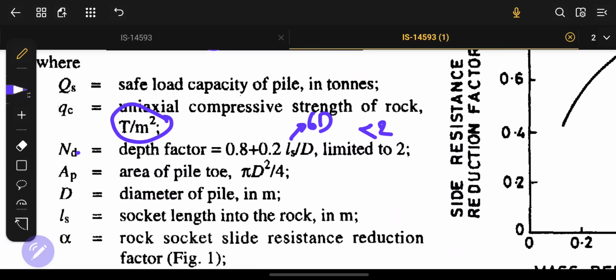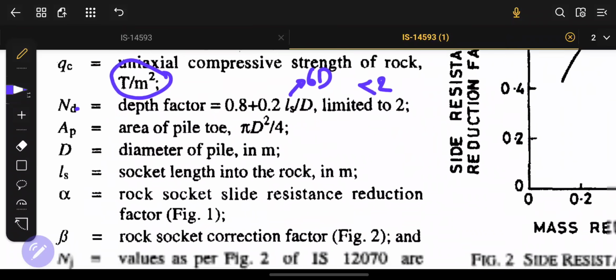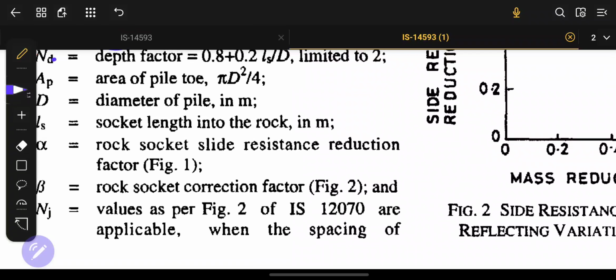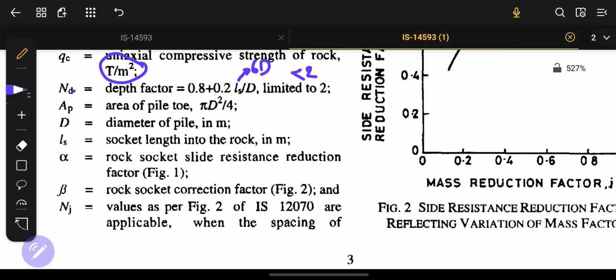AP is equal to the area of the pile toe, pi D square by 4, which we already know. D is the diameter of the pile. LS is the socket length in the rock. Alpha is the rock socket side resistance factor. Alpha and beta we get from the figures, which we'll see shortly.